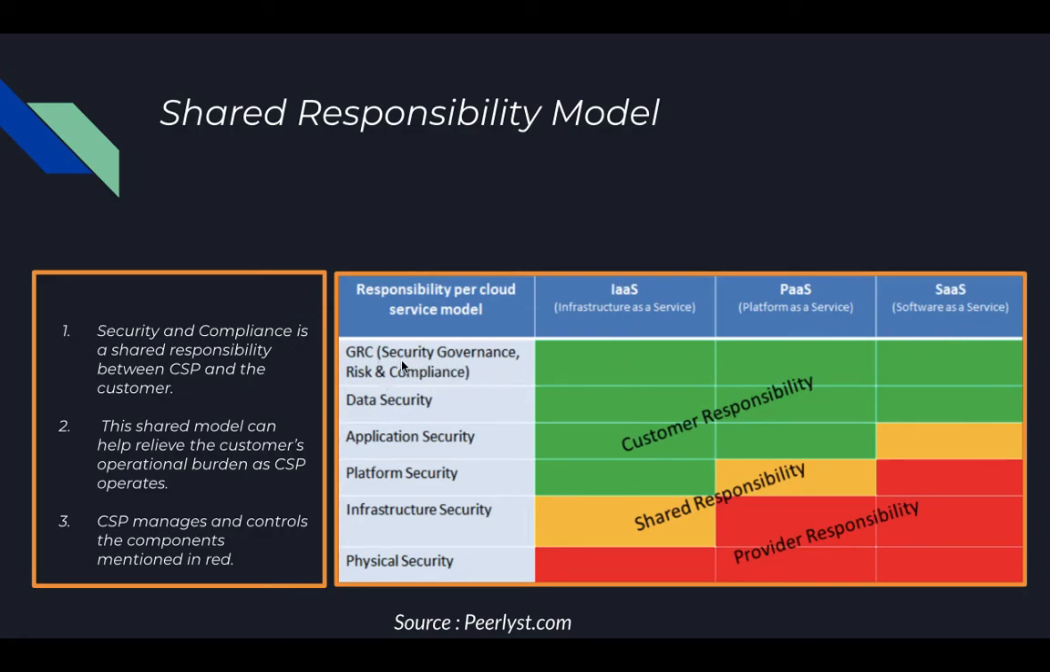So just remember, guys, when we say governance, risk, and compliance, all the controls you would require to implement to meet your regulations and laws, the kind of data or application you're using, or the business you are in, that is ultimately the customer's responsibility. So that is a very, very important concept to understand.